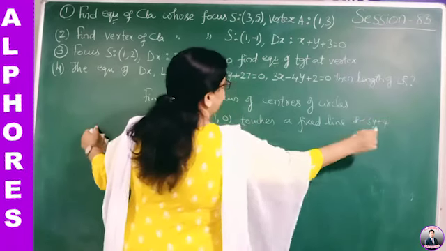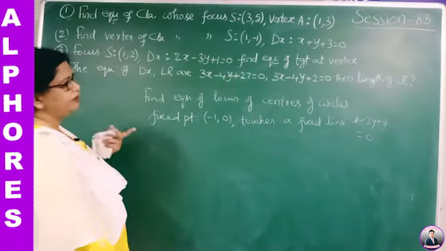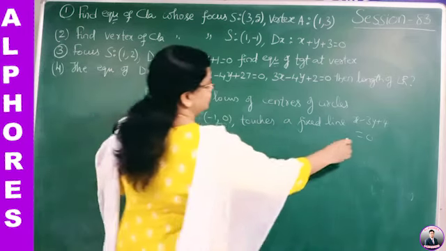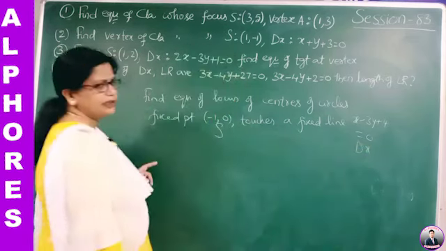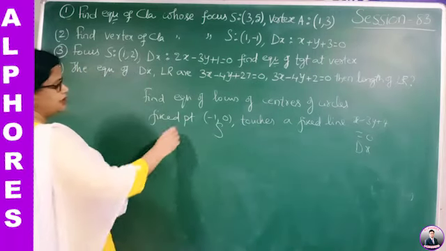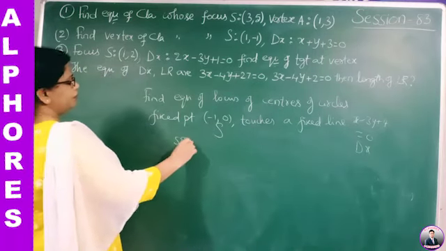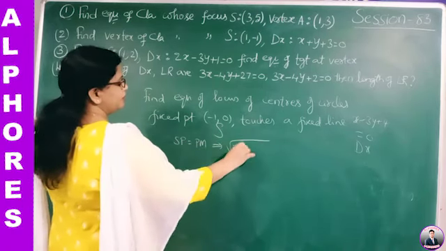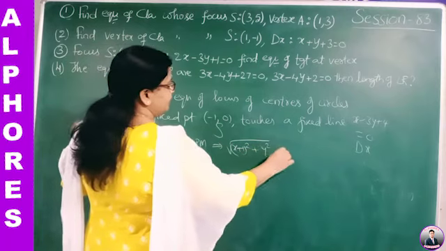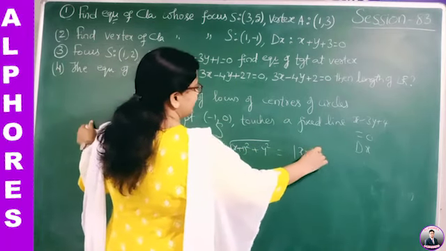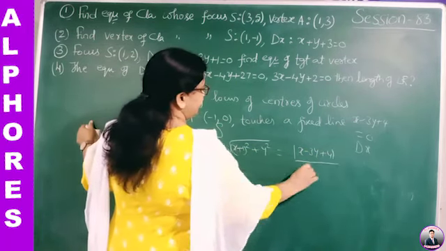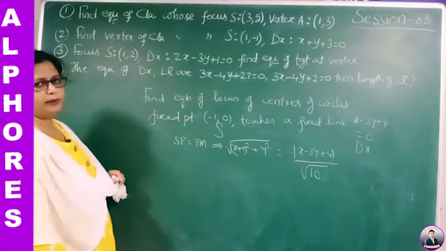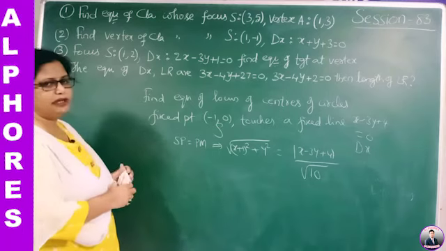So if a problem is given in this way, then simply you can write, this is your focus and this one is your directrix, and the locus equation is nothing but SP equal to PM. That implies it is under root of (x plus 1) whole square plus y square equal to mod of (x minus 3y plus 4) divided by root 10. That's it. Simply you can write the equation of the parabola whose equation is SP equal to PM.